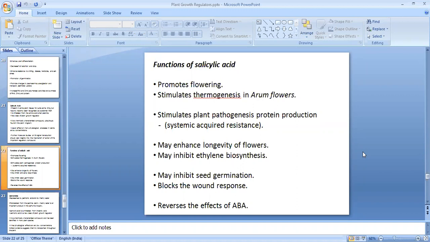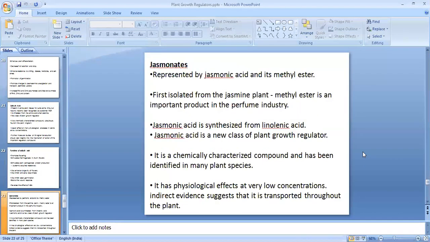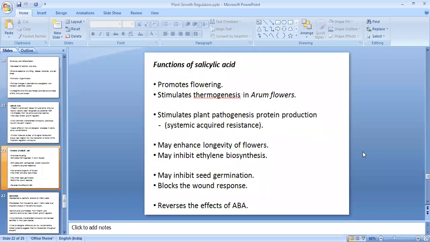It enhances the longevity of flowers. It may inhibit ethylene biosynthesis. And also it inhibits seed germination. It blocks the wound response. And also it reverses the effects of abscisic acid. These are all the various functions of salicylic acid.